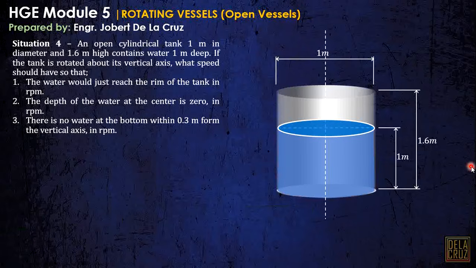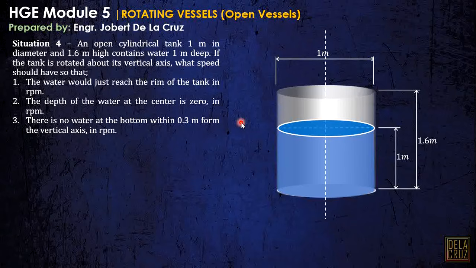Okay, so rotating vessels tayo. Situation 4: an open cylindrical tank 1 meter in diameter and 1.6 meters high contains water 1 meter deep. Okay, so ito yung statement dyan. We have the vessel, open vessel. And if the tank is rotated about its vertical axis, what speed should it have so that the water just reaches the rim of the tank in RPM?